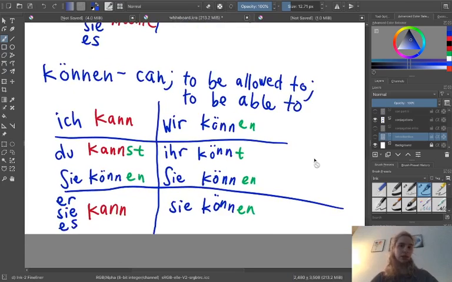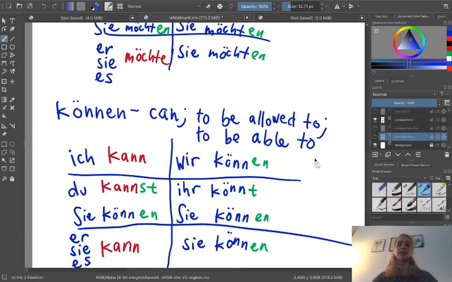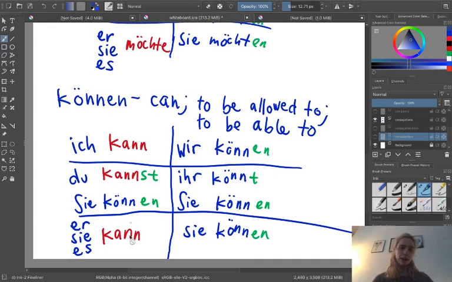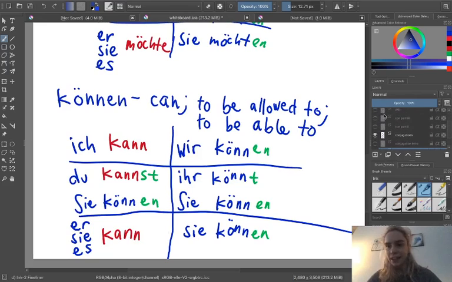We've got können, can. This one is similar to English in the ich form and er/sie/es form. Of course, I can, you can, he, she, it can. So ich kann, du kannst, er/sie/es kann. Our regular form, sie können, wir können, ihr könnt, and the other sie's. Was haben wir denn noch?